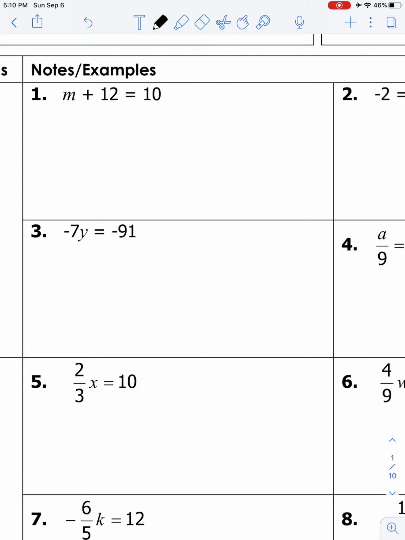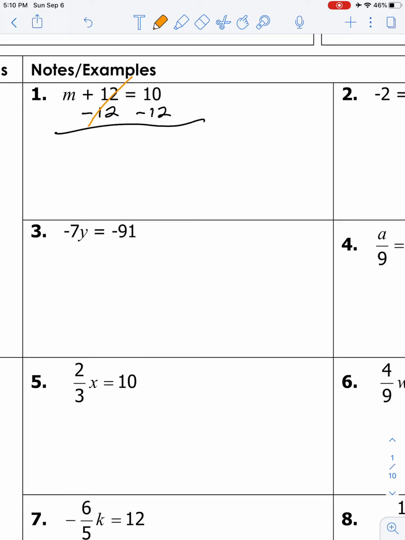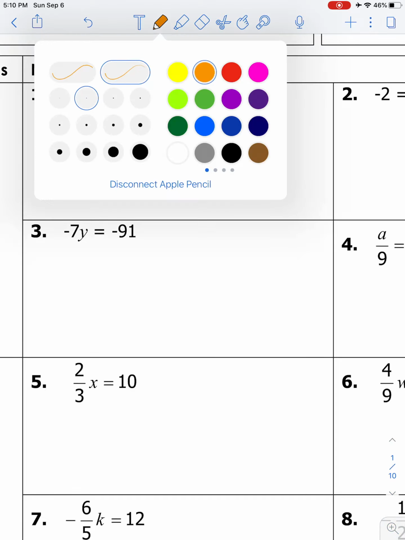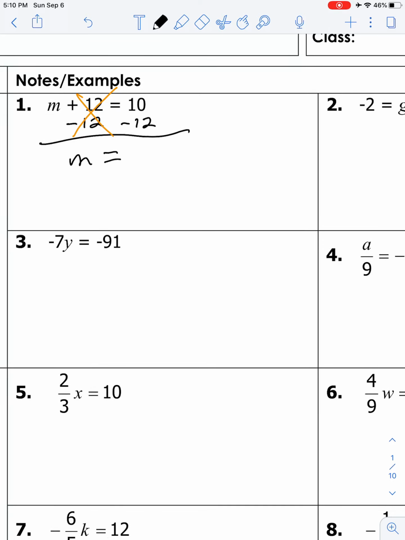So we need to solve for the m and get rid of the 12. Well, how do we get rid of the 12? We have a positive 12, so we're going to do the opposite, meaning we're going to subtract 12 to the other side. And when you subtract it, what that does is it cancels out that 12, dropping the m down. 10 minus 12 is negative 2. And that would be your answer.